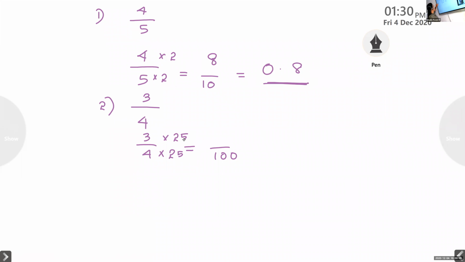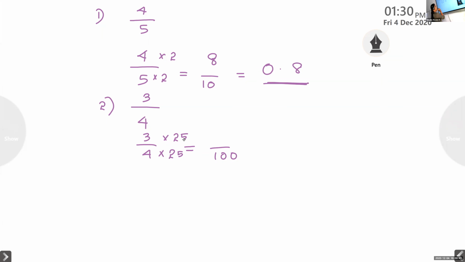Okay, children. So 3 by 4. You have to make that 4 as a number which has zeros, like 10, 100, 1000, etc. Like LCM we are doing. 5 is easy because it is easy to multiply with 2. You can make it as 10. But 4 is not that easy. How can you make 4 as 10? There is no multiple to multiply to get 10. 4's multiplication table, 10 is not there. So let us make it as 100.